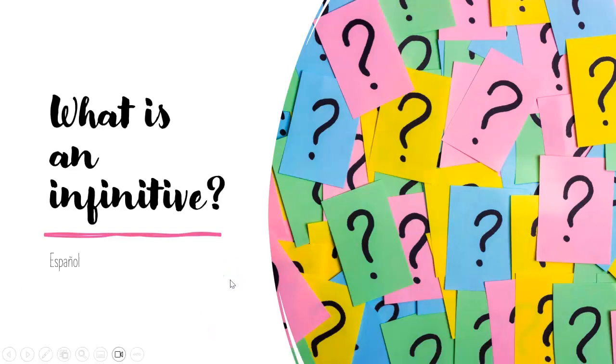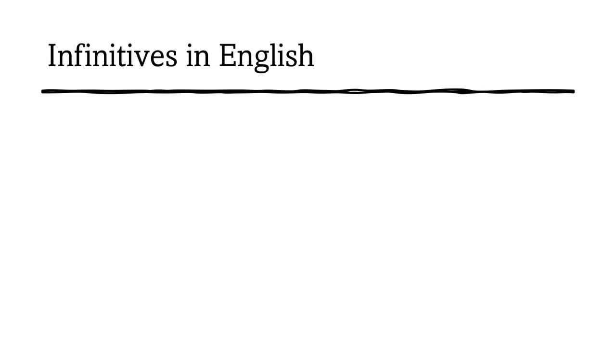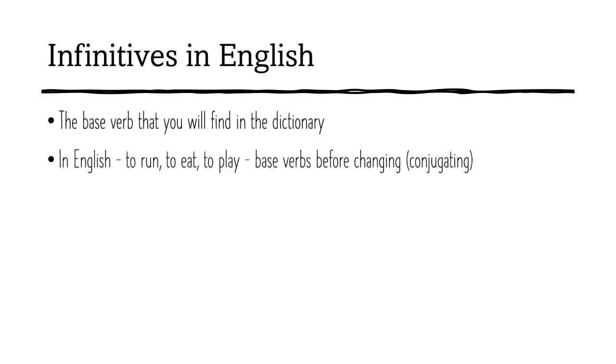So, what is an infinitive in Spanish? Well, if we have a look at infinitives in English, they're the base verb that you'll find in a dictionary. So if you're looking something up, that will be the one that you're looking for before you start changing it. So in English, we have verbs that are to run, to eat, to play, and these are base verbs before changing it into different people, which I'll give an example for in a minute.